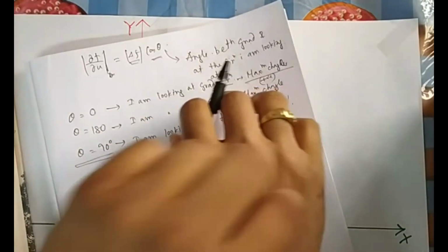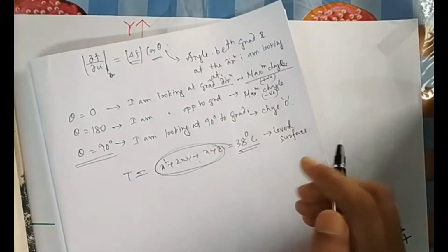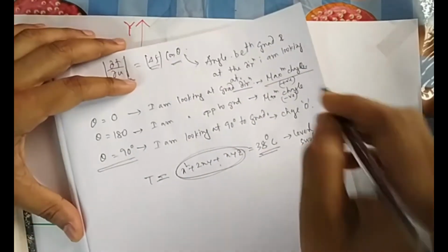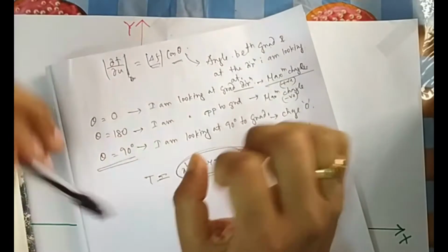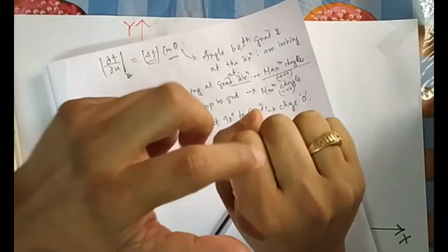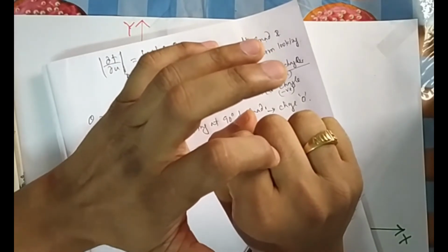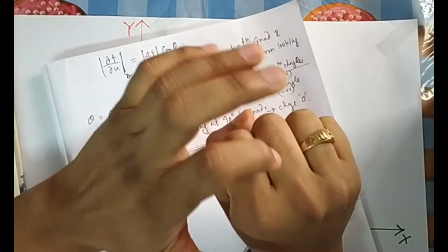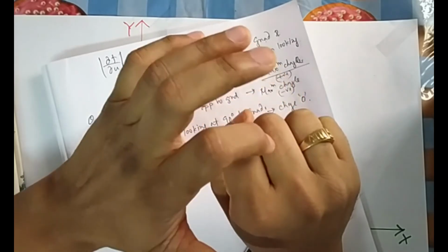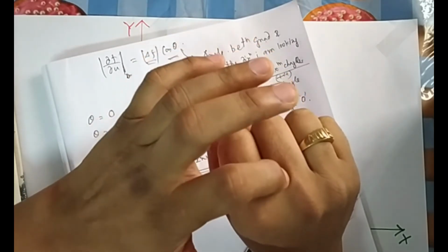Means everywhere it remains at a fixed value. That is known as a level surface. Okay. Now if you can see this one, suppose I am here at this position. If I move in this direction, because my temperature is not changing, the change is 0. So I am moving in this direction.